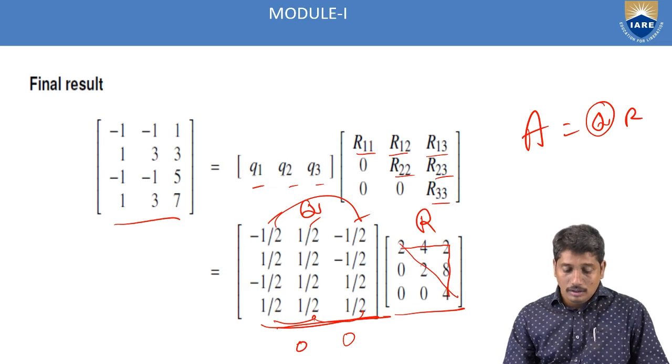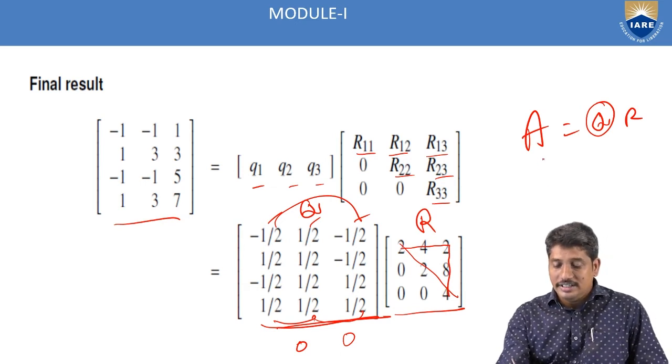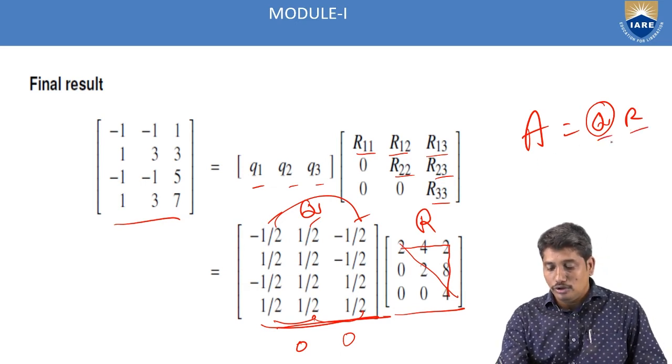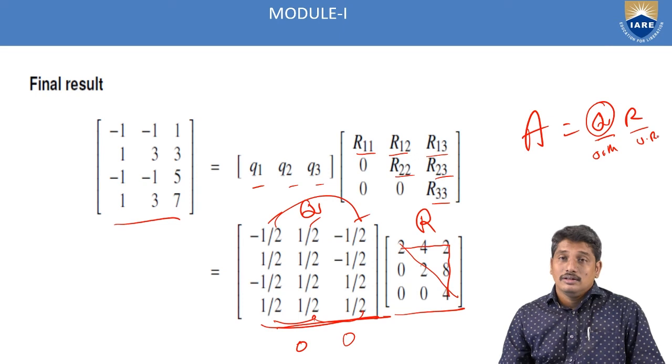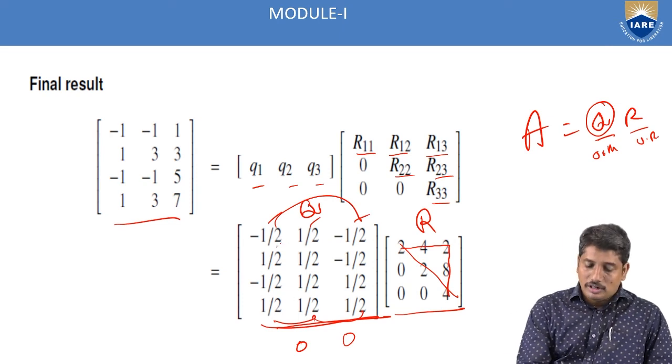So with this we can conclude that A is decomposed into two matrices, Q into R, where Q is orthonormal and R is upper triangular. Okay, you can verify the product.